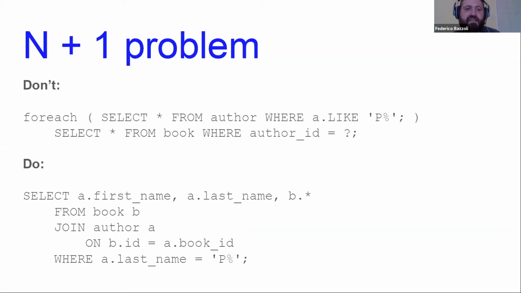the idea is if we want to find all the books for a certain group of authors, what we could do in theory is run a query on the author table, and then for each row run another select on the book table. But this is something that you really shouldn't do because it is extremely slow.